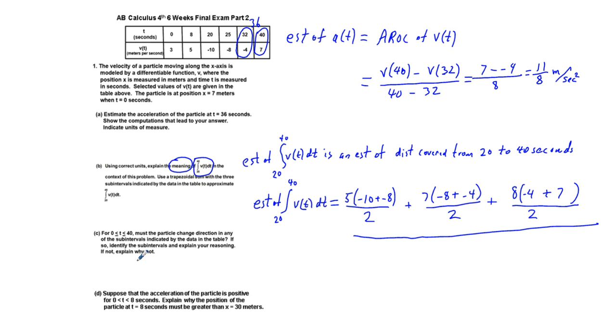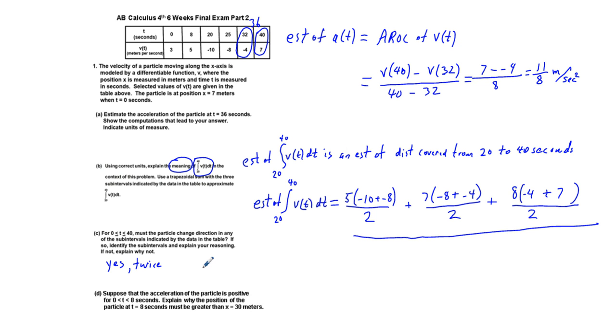Next, C: for t between 0 and 40, does the particle change direction in any of the subintervals indicated by the data in the table? If so, identify the intervals and explain your reasoning. If not, explain why not. So, yes. Twice. What we have is we change direction where we're changing the velocity from positive to negative, or negative to positive.